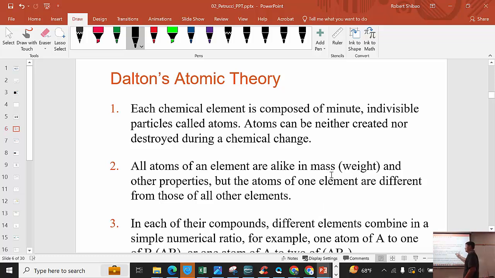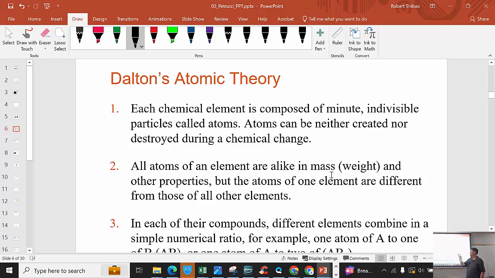Okay, so this is what Dalton hypothesized. Each element is composed of minute individual particles called atoms. Atoms can neither be created nor destroyed in chemical changes. We're chemists, so we don't destroy the nucleus. If we're nuclear chemists, then some nuclei are unstable. Those are radioactive, and the nuclei break apart. But in chemical changes, the atoms don't change. They just get rearranged. All atoms of an element are alike in mass. That's false because we have isotopes. This is Dalton's time, and it's been modified since.